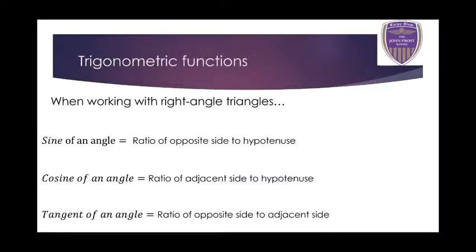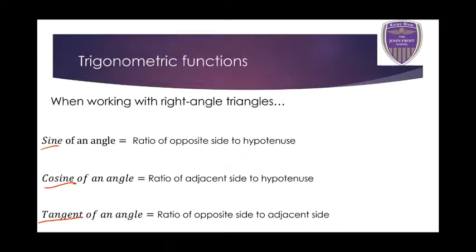So, trigonometric functions. When we're working with right angle triangles, we use the three functions sine, cosine, and tangent. You've used these for a couple of lessons now, but what they actually mean is often missed in school. So we're just going to quickly talk about what they are.